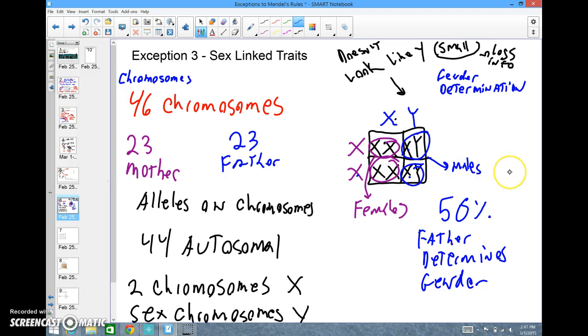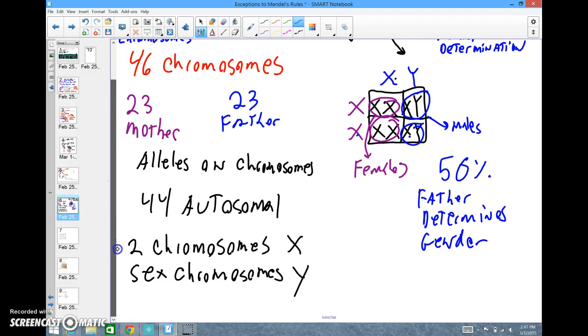So that's the first thing to understand about sex-linked traits. All these alleles are on chromosomes, and all of the chromosomes pretty much work how we would expect in terms of what Mendel said about alleles, independent assortment and segregation. But the sex chromosomes are just a little bit different. The first thing is they determine your gender. You can see in this simple Punnett square showing the X chromosome and the XY chromosome that it's a 50% birth rate and that the father determines the gender.